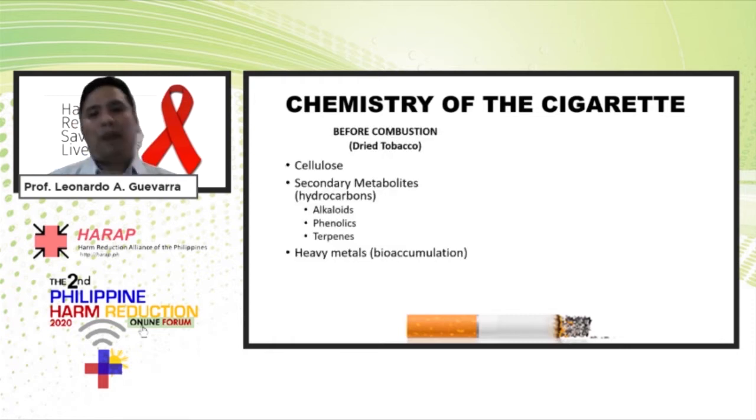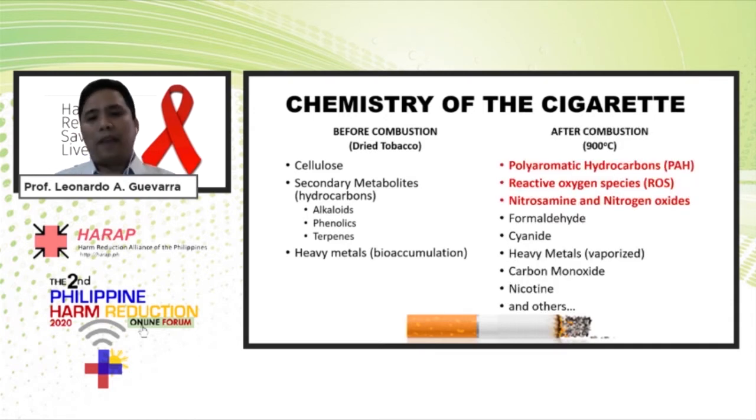There's no problem when you do not burn your cigarette because it only contains cellulose and secondary metabolites, which include alkaloids, phenolics, and terpenes. Nicotine is one of the examples of these secondary metabolites, as well as polyaromatic hydrocarbons. There are also heavy metals, which are a product of the bioaccumulation of the tobacco plant from the soil. When you combust this tobacco, that is the time that you produce your toxins.